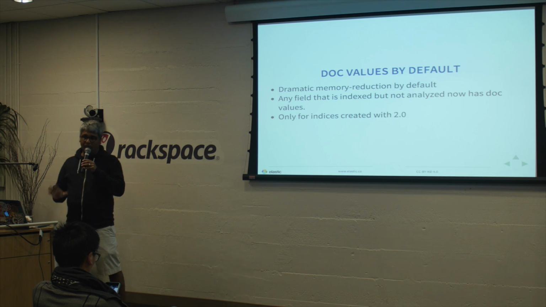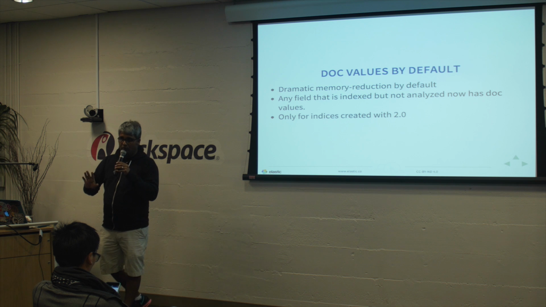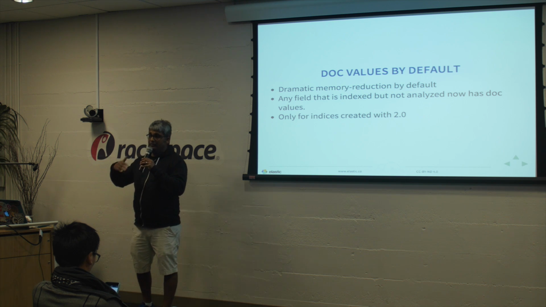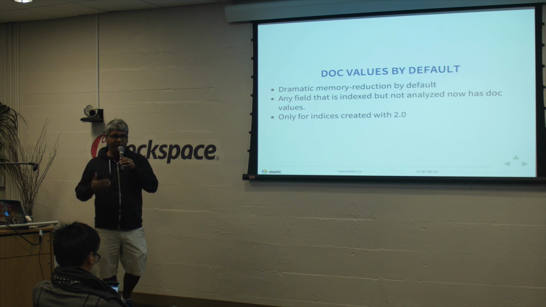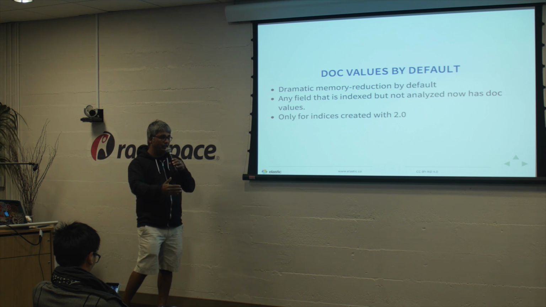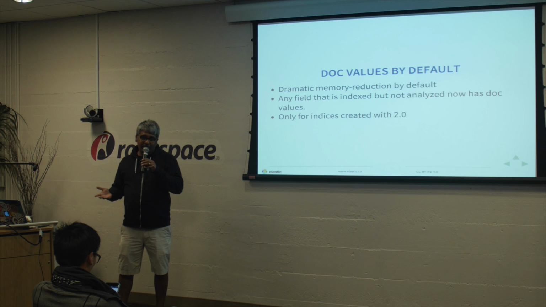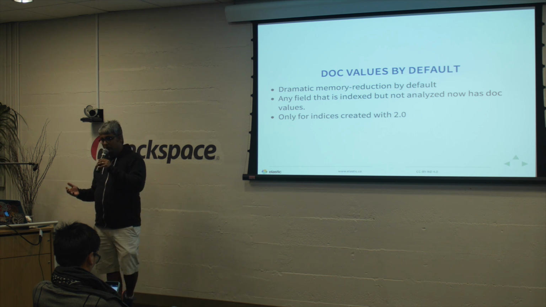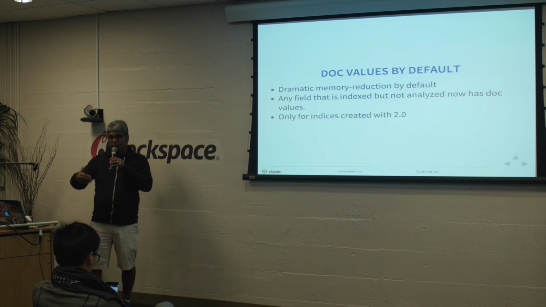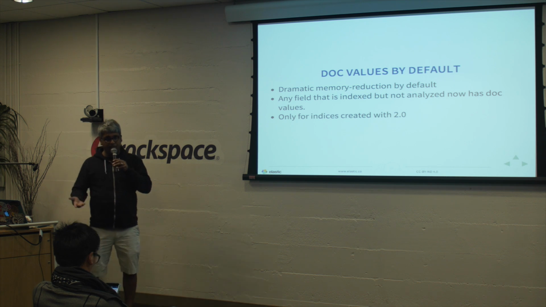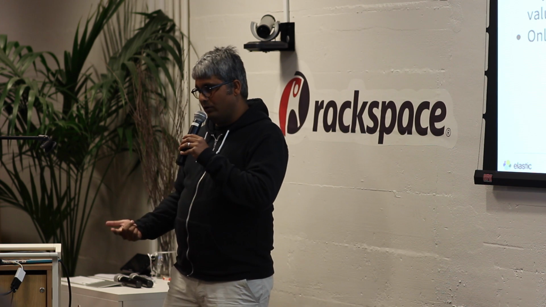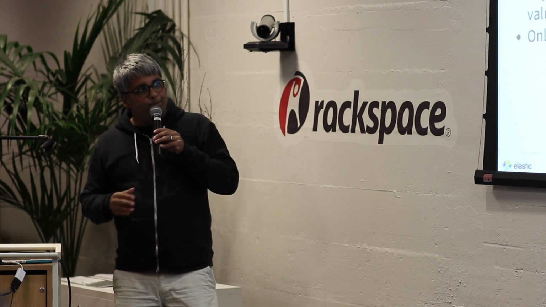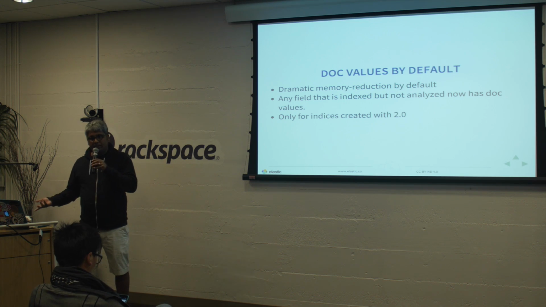Now, of course, this only works going forward. So if you upgrade to 2.0, it doesn't mean all your old indices automatically get doc values. Any indices you create from this point forward will get them. For time series data, that's not a huge deal because the newer indices with newer time series data will get doc values, and that's where they really come in handy, for aggregation and sorting, etc. But for older indices, you would have to reindex.